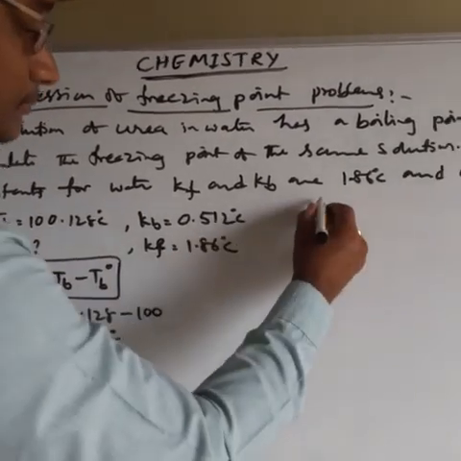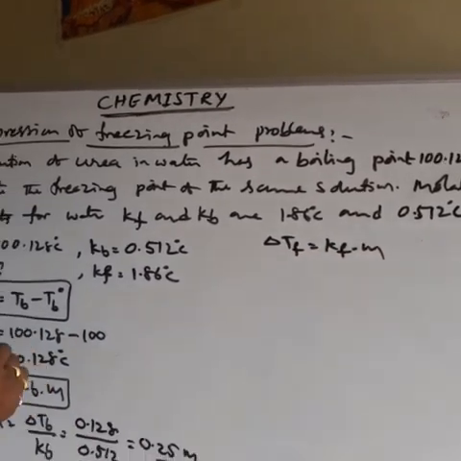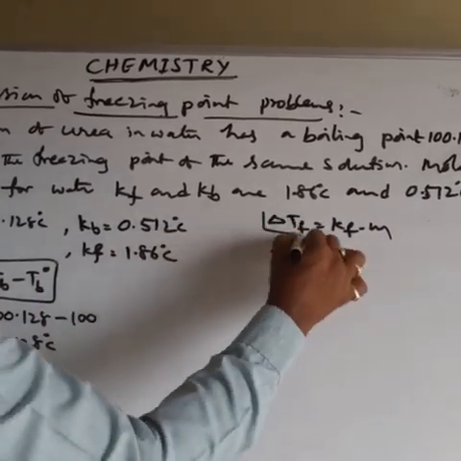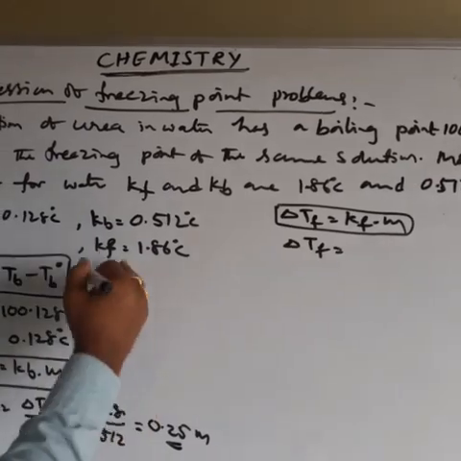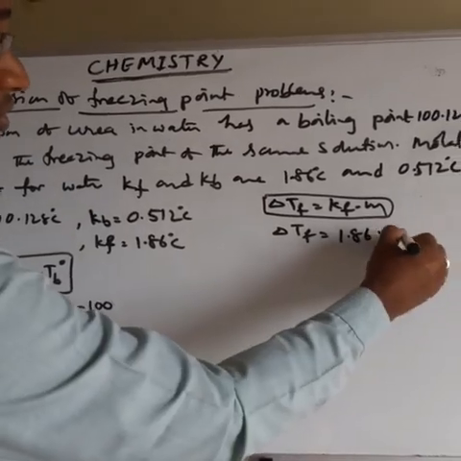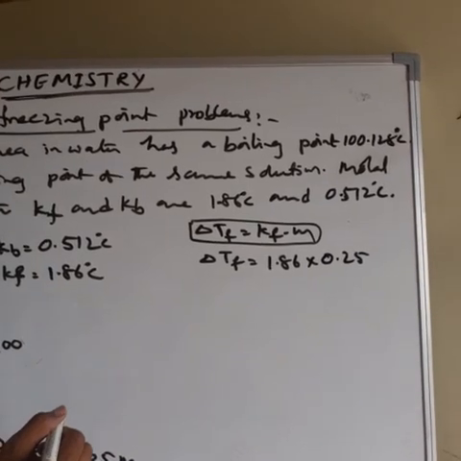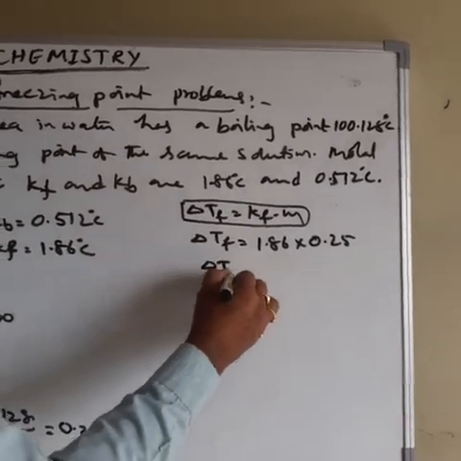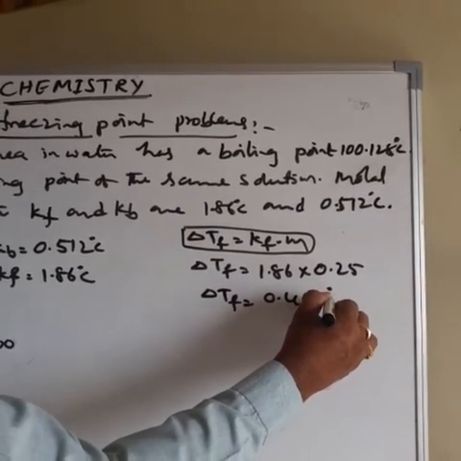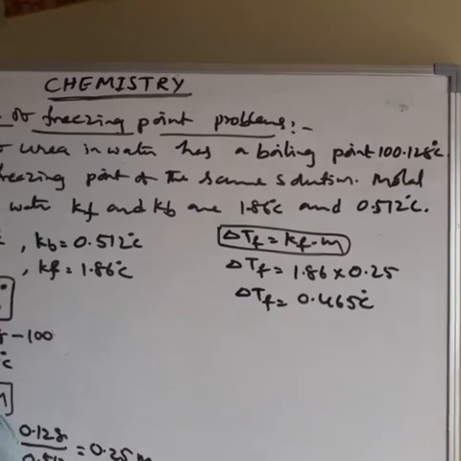Okay. Then see here, delta TF is equal to KF into M. This is the next formula, so all are related. KF value is 1.86 Celsius degrees, and molarity 0.25 means mole per kilogram. Therefore delta TF is equal to, what we obtained, 0.465 Celsius degrees. Okay, 0.465. From this value we have to find out TF value.